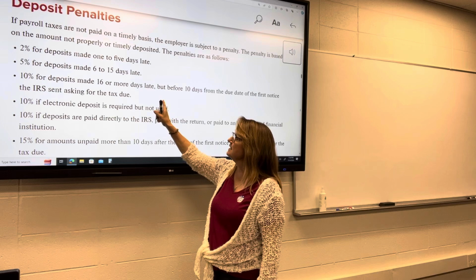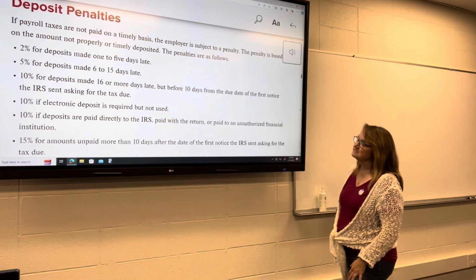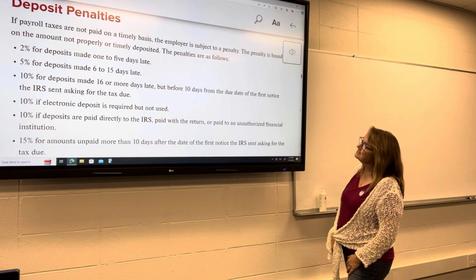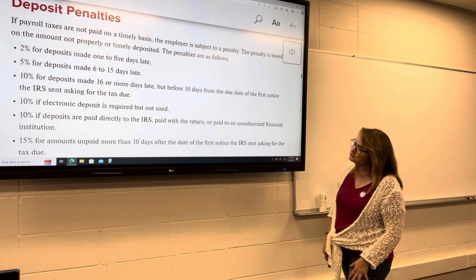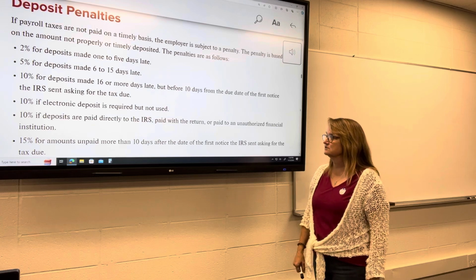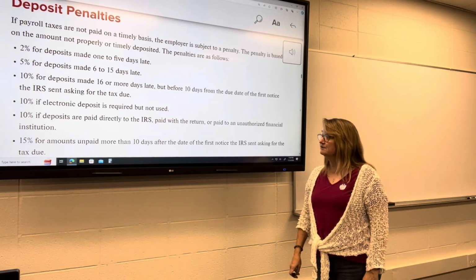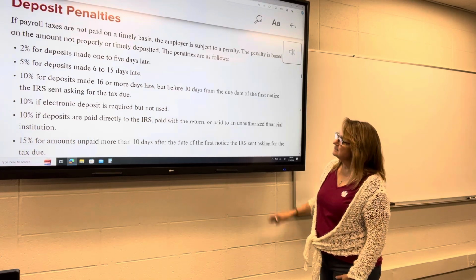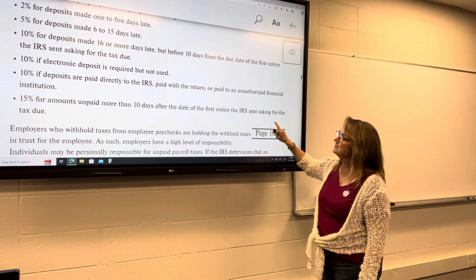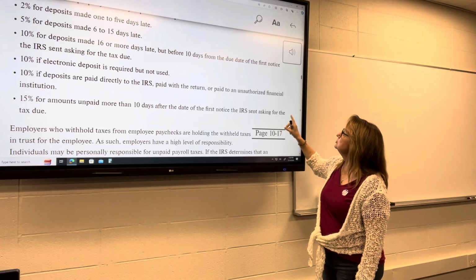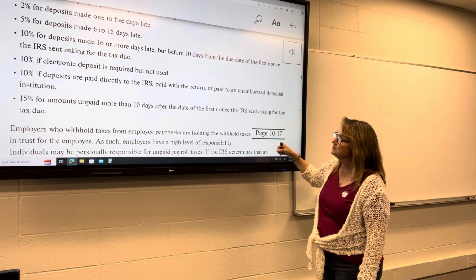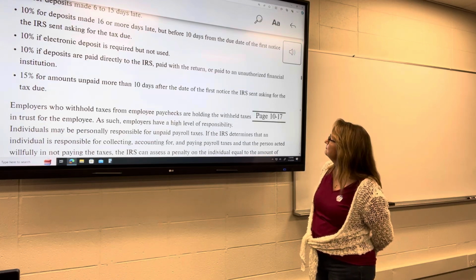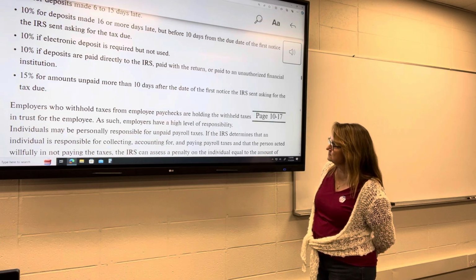6 to 15 days late, 10% for deposits made 16 or more days late, but before 10 days from the date of the first notice the IRS sent asking for the tax due. 10% penalty if electronic deposit is required but is not used. 10% if deposits are paid directly to the IRS, paid with the return, or paid to an unauthorized financial institution, and 15% for amounts unpaid more than 10 days after the first notice sent asking for the tax due.